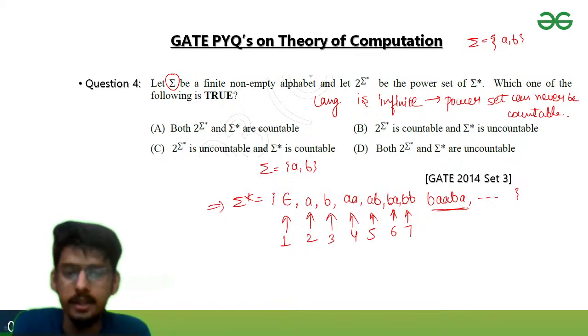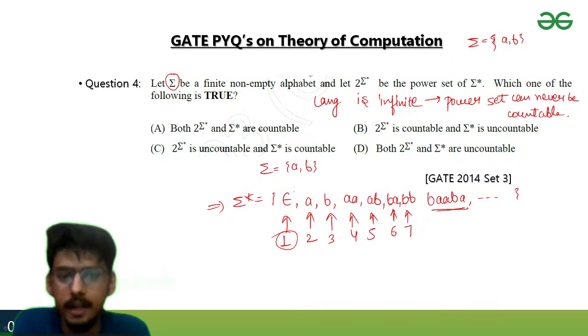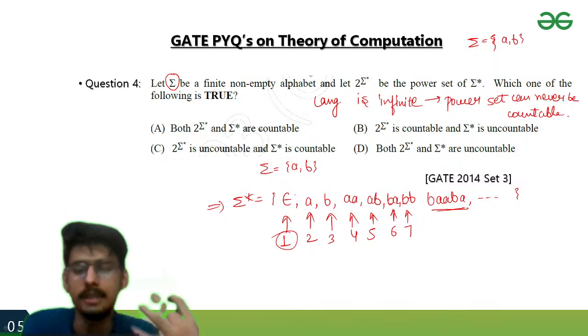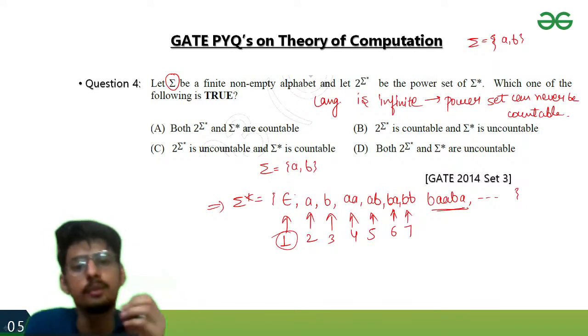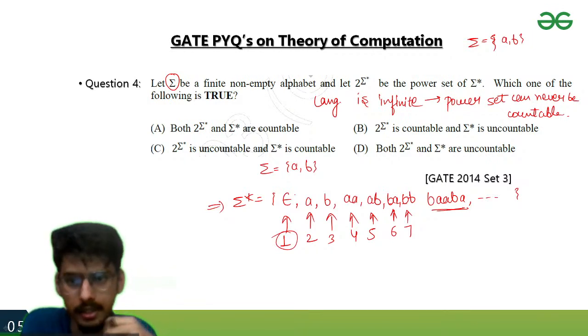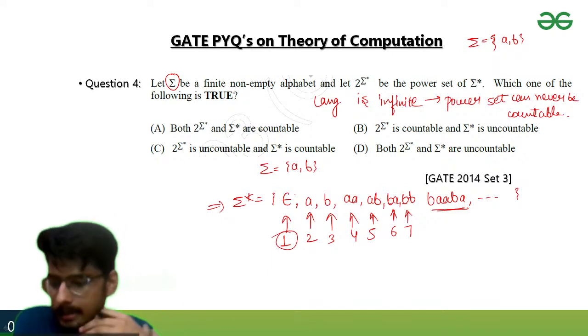It started with 1. So you can generate epsilon in one step, then a can be generated in 2 steps, then b can be generated in 3 steps, and so on. So basically if you can map every element of a set to a natural number, if you have some pattern, but the set is infinite, then how can we count all the set?